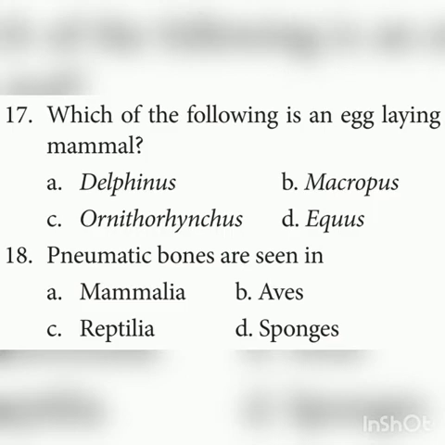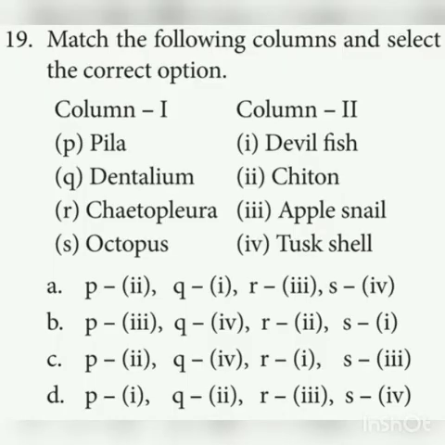And 18th one, pneumatic bones are seen in? Pneumatic bones means the bones which are filled with air cavities. It is seen in birds, that is Aves. And 19th one, match the following columns and select the correct option. So in your public exams, questions like this will be asked. Pila means apple snail. So you can choose easily. The option is B, Pila, apple snail. And Dentalium is tusk shell. Chitopleura is a chiton. Octopus is a devilfish.